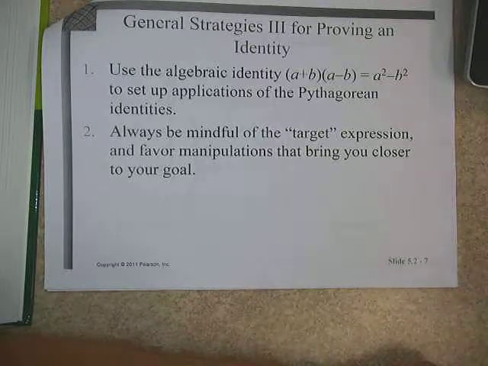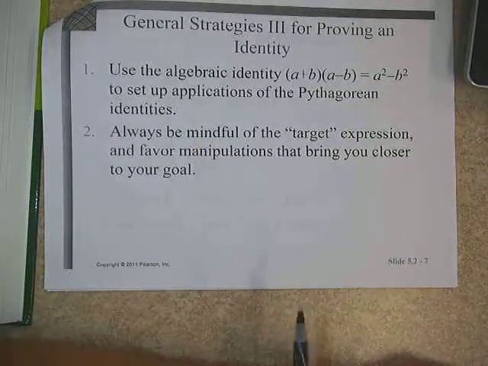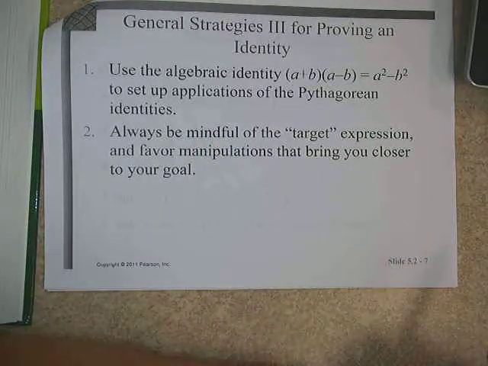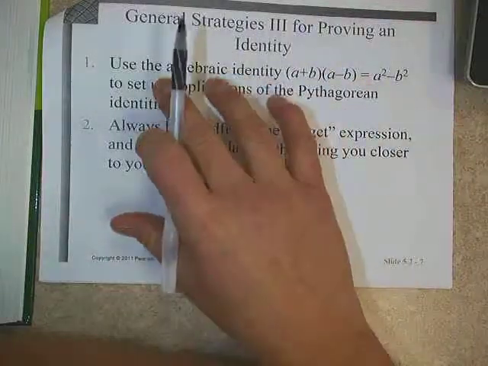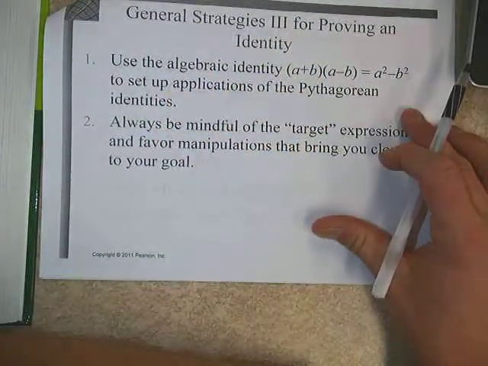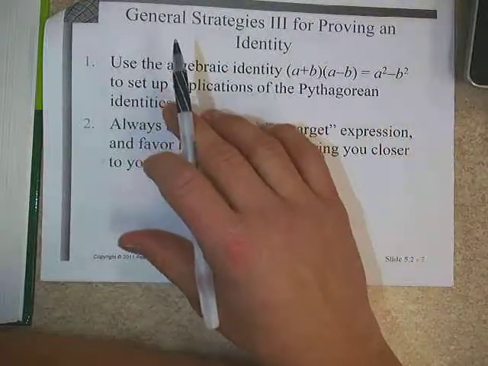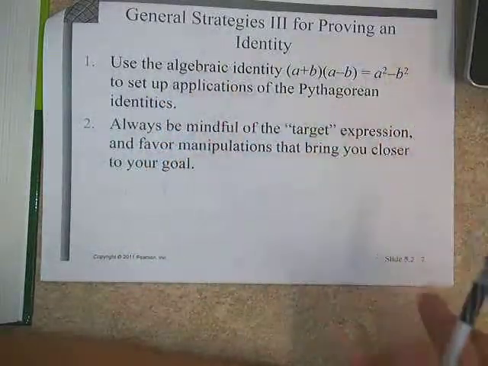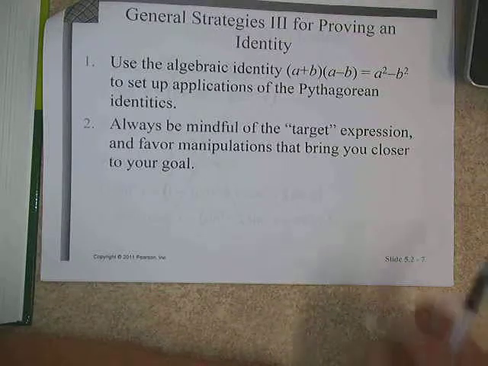Now, let's look at general strategies 3 on here, just a couple more ideas that you can use. The first one in this group is that we may need to use an algebraic identity like the difference of two perfect squares. We've done that quite a bit today, haven't we? Again, just another pattern that we can try to use. And then number 2 is always be mindful of the target expression and favor manipulations that bring you closer to your goal.